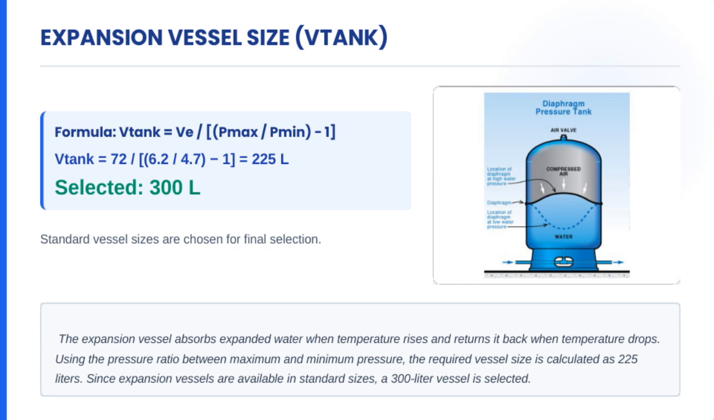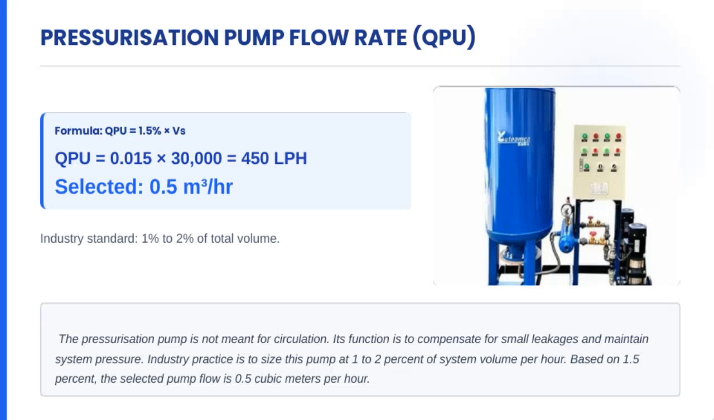Here, we see that a 300-liter vessel is a standard size that comfortably exceeds our calculated need. Choosing this size ensures we have enough capacity, providing a safety margin and simplifying procurement. So the key takeaway is that the vessel size is calculated based on the pressure ratio, but practical considerations like standard sizes influence the final selection. This ensures reliable operation and easy maintenance, which ties back into our overall goal of designing a safe, efficient, and manageable system.